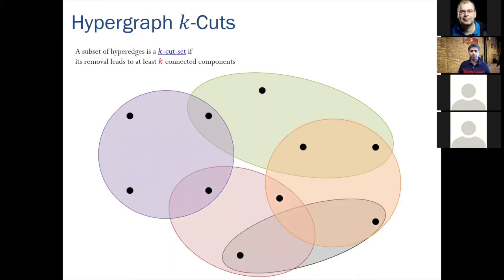More generally, a subset of hyperedges is said to be a k-cut set if its removal leads to at least k connected components. In this example, the removal of the red and orange hyperedges leads to three connected components, so the red and orange hyperedges together form a three-cut set. Note that they also form a two-cut set.